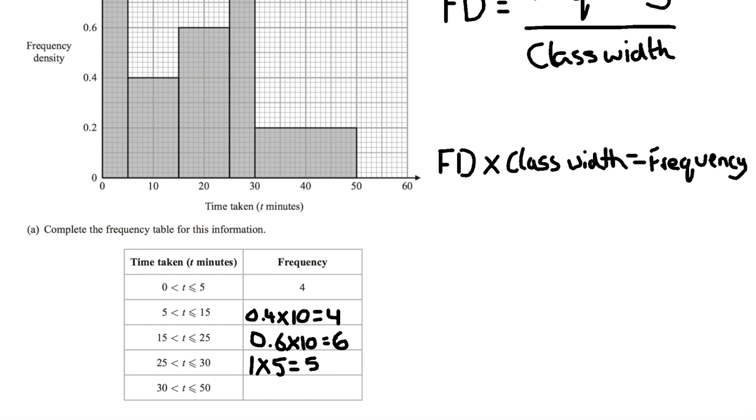And the last group we're going to be focusing on is 30 to 50. Again, the frequency density is 0.2. So 0.2 times the class width, which is 20. Therefore, our answer is 4. And that's the answers to this question.